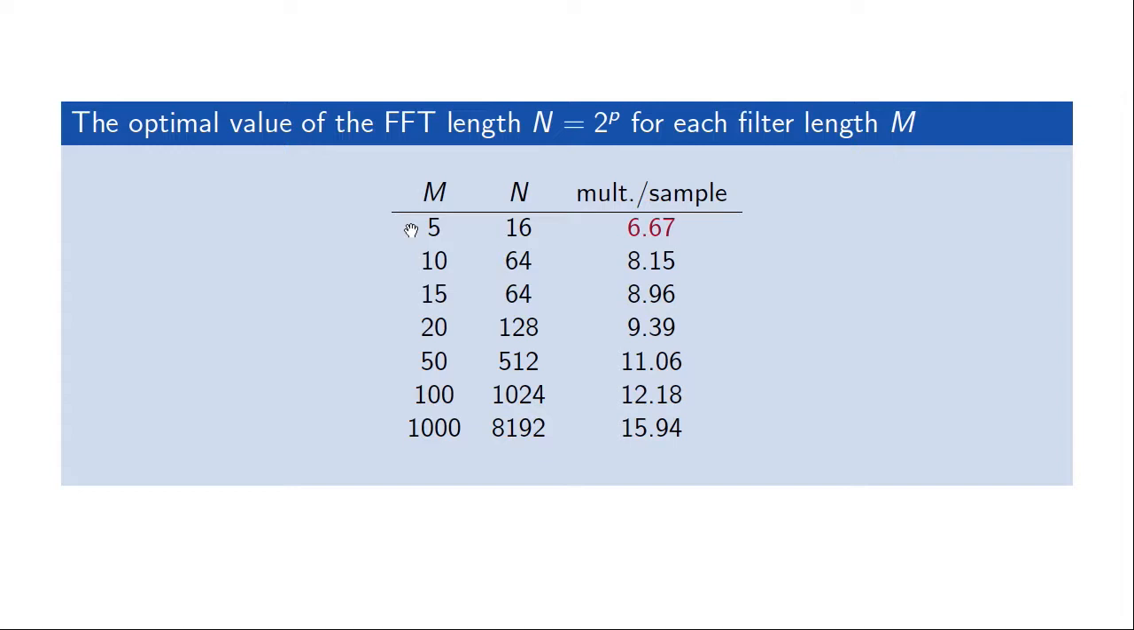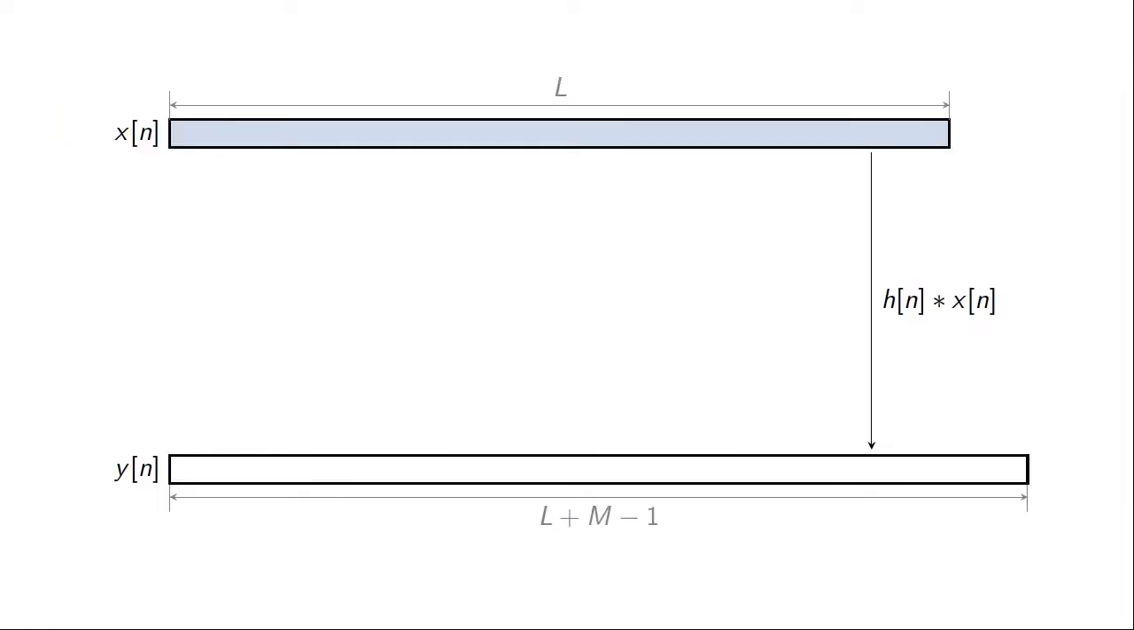So if we have a very short filter, say a 5-tap filter, then doing the overlap save method would still be more complex. But even for quite moderate filters, so filters of length 10 and above, the number of multiplications per sample using the overlap save method is much lower than the number of multiplications per sample that you would need in order to do the direct computation. And the gain is very much increasing as you increase the filter length. So you could, for instance, apply a filter of length 1000 only spending below 16 multiplications per sample, and that's a huge gain.